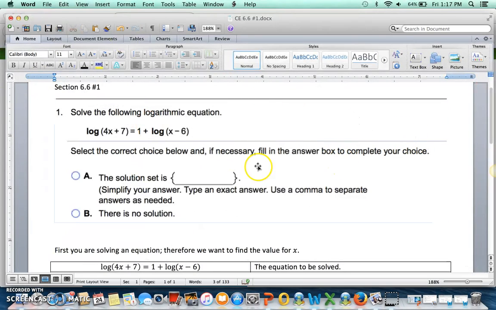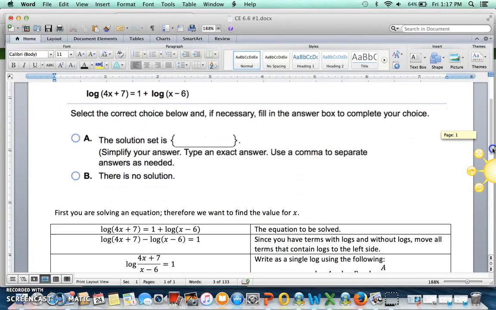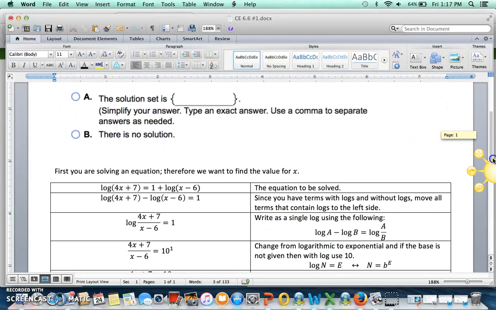All right, we start out, we've got a log on the left. This term with the 1 contains no log, and then you've got a log on the right. The first thing you want to do is, you've got an equation, you're solving to find the value of x. And just like any time solving an equation, you try to get everything that has x on one side and everything that doesn't on the other for the most part. Well, that's the approach we're going to take here also.